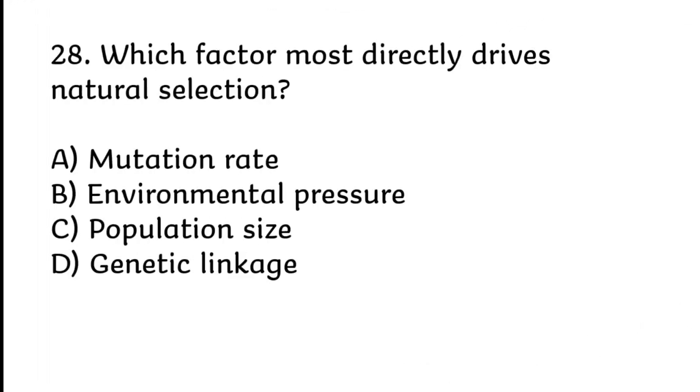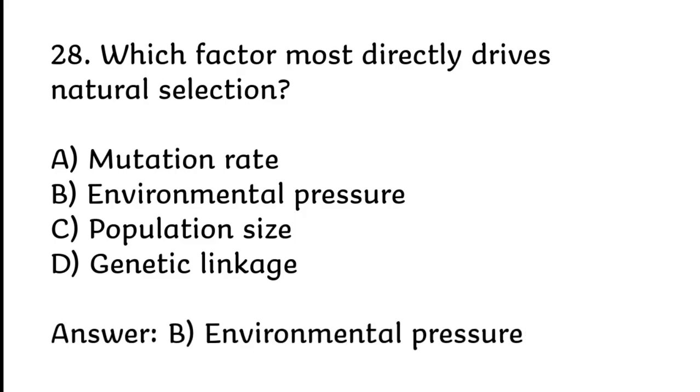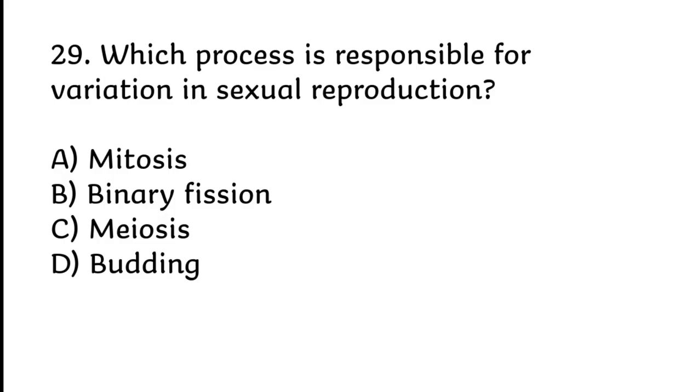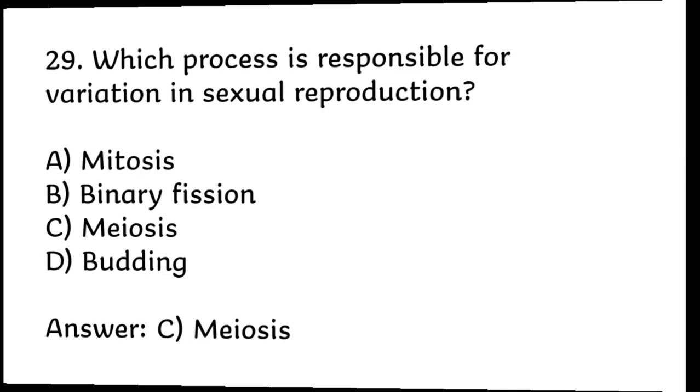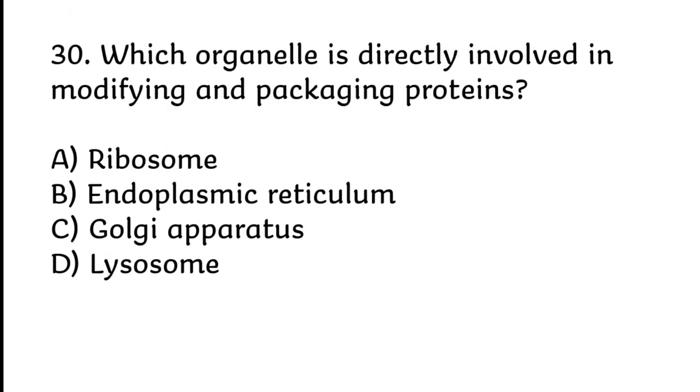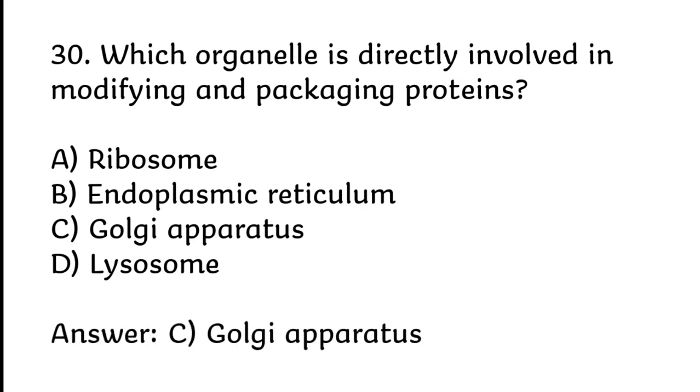Which factor most directly drives natural selection? Correct answer is environmental pressure. Which process is responsible for variation in sexual reproduction? Correct answer is meiosis. Which organelle is directly involved in modifying and packaging proteins? Correct answer is Golgi apparatus.